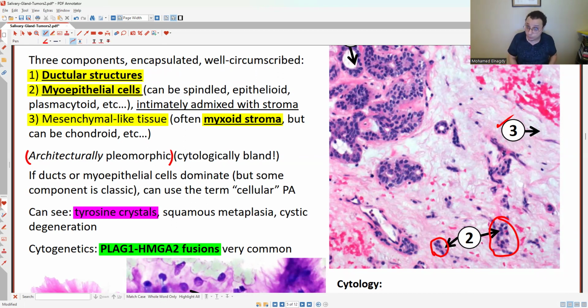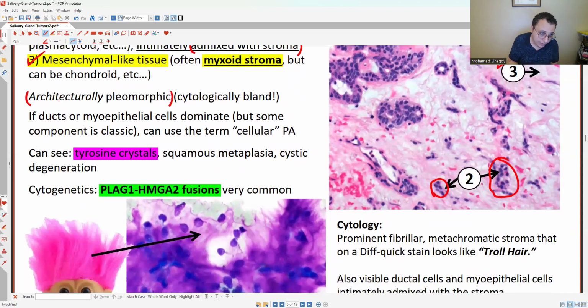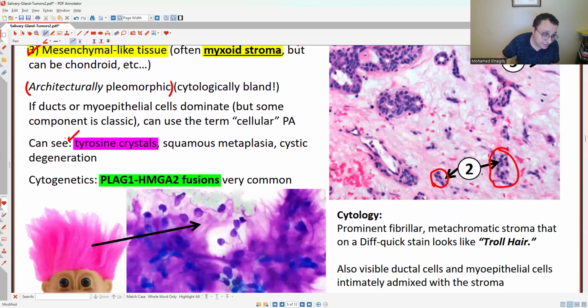Sometimes you see some adipose tissue floating in this mesenchymal-like tissue, aside from having the myxoid stroma. So you have ductular structures and myoepithelial cells, usually admixed with the stroma, forming some islands inside the stroma. And then you have the mesenchymal-like tissue, which is usually a sea of myxoid stroma, but it can be chondroid, osteoid, adipose tissue, anything, okay? This is a very important fact.